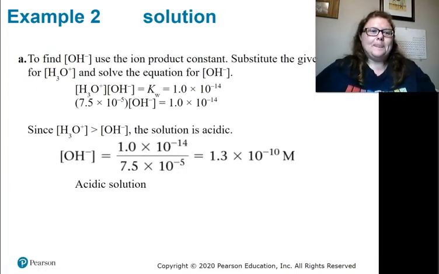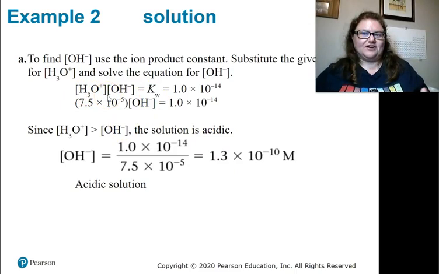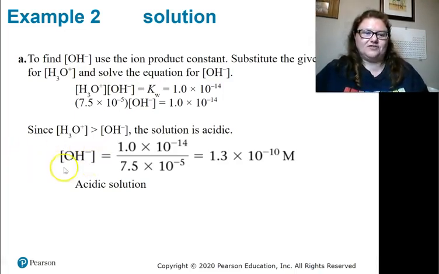Okay, let's talk about A. So for A, we're going to use Kw, okay? And we're going to use the fact that when we multiply the two concentrations together, we get 1 times 10 to the negative 14. And so in this case, for A, we're given the hydronium ion concentration, so we're going to plug it in that spot. And then we have the other side of the equation, the 1 times 10 to the negative 14, and so OH- becomes our variable. And so we would algebraically just solve the equation, and we get 1.3 times 10 to the negative 10. That's the OH- concentration.